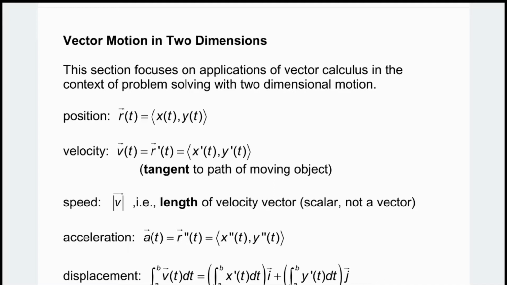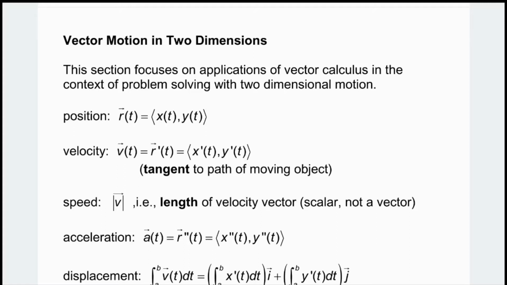Vector motion is going to work off the same basic ideas that we have used with motion problems throughout the year. We have the same relationships between position, velocity, and acceleration that we've seen. It's just that now we've got them in this component form, this vector form, or a parametric form, if you want to think of it that way. So our position vector is going to be written in terms of x and y, or you can think of it as the i and j components.